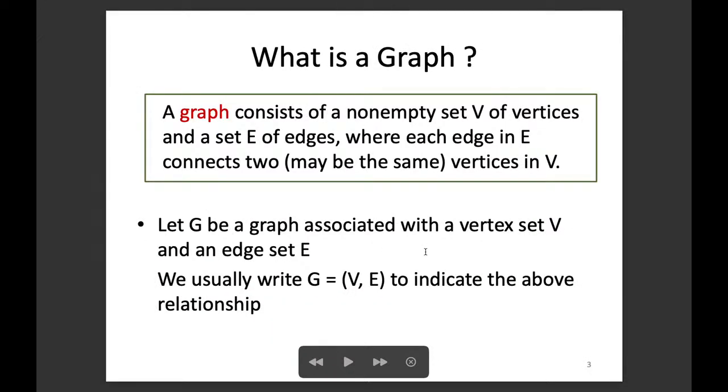To describe a graph, it is very easy. You just need to write down the set of vertices and the set of edges. Once these two are defined, we can describe the graph without any ambiguity to any other people.